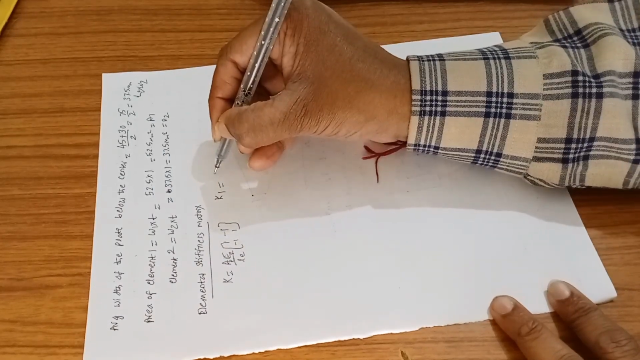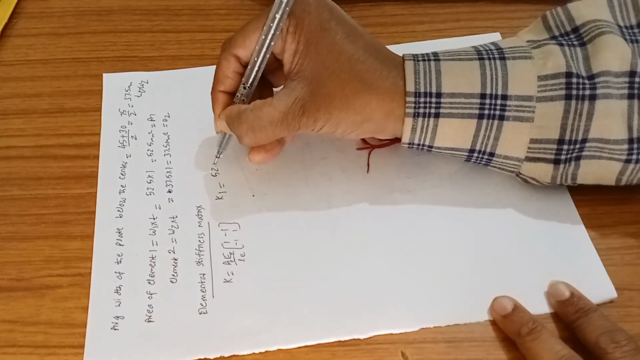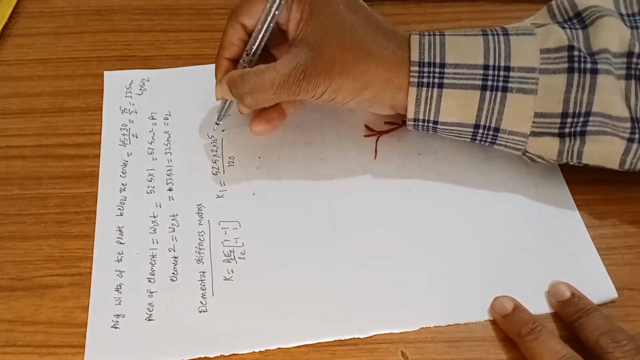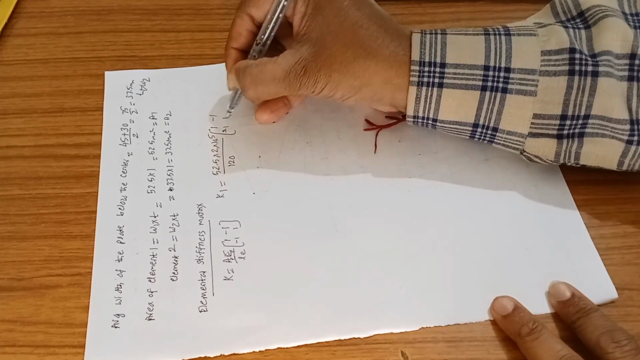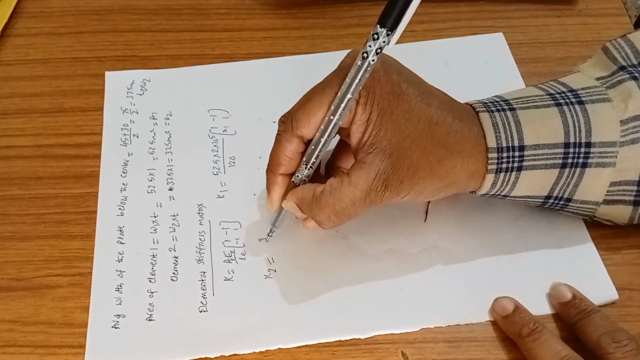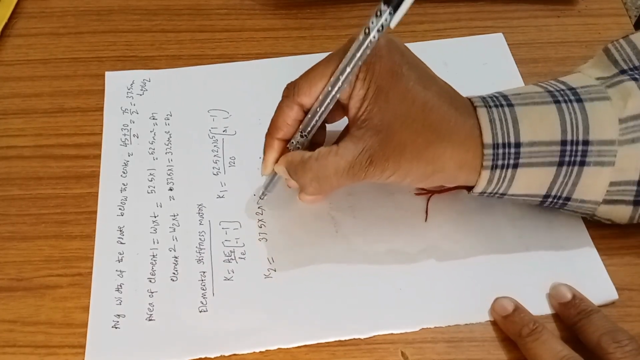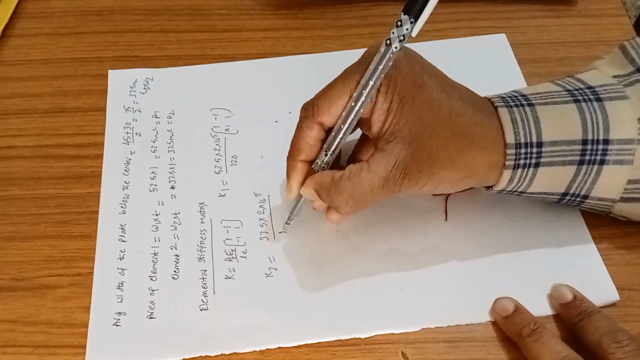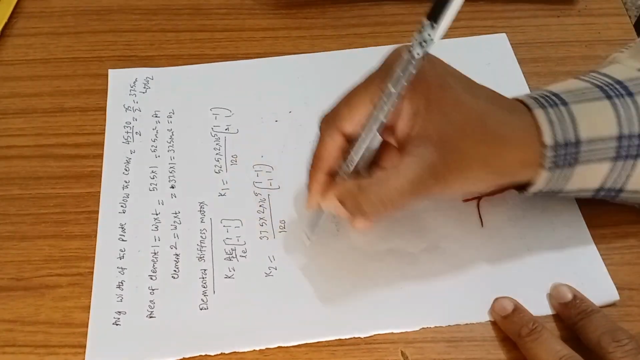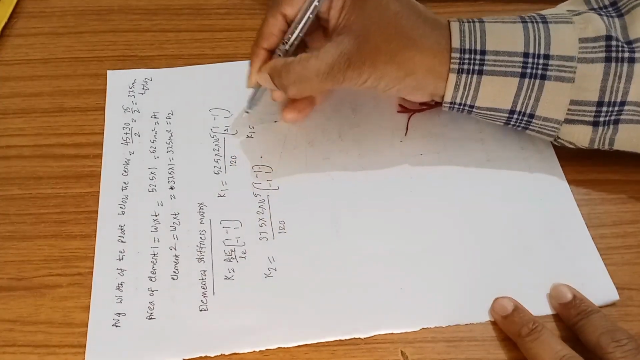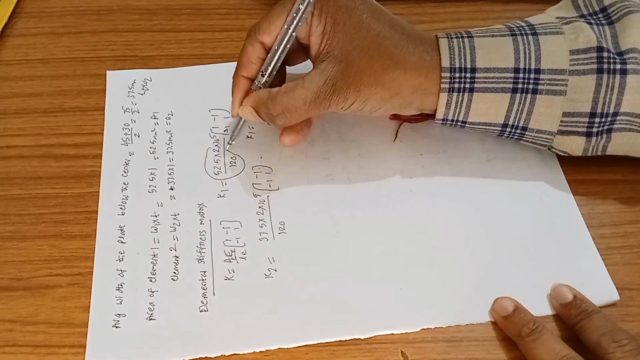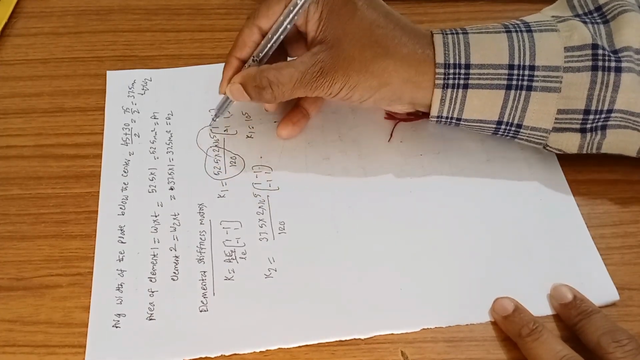So K1 equals A1 is 52.5 into E1 is 2 into 10 to the power of 5 divided by L1, which is 120, times 1, minus 1, minus 1 and 1. Similarly K2 is A2, 37.5, into E2, 2 into 10 to the power of 5, divided by 120, which is the length, times 1, minus 1, minus 1 and 1. First I'm going to solve this. For K1, I'm going to leave the 10 to the power of 5 here itself, and whatever 52.5 multiplied by 2 divided by 120 is, I'm going to multiply it inside.